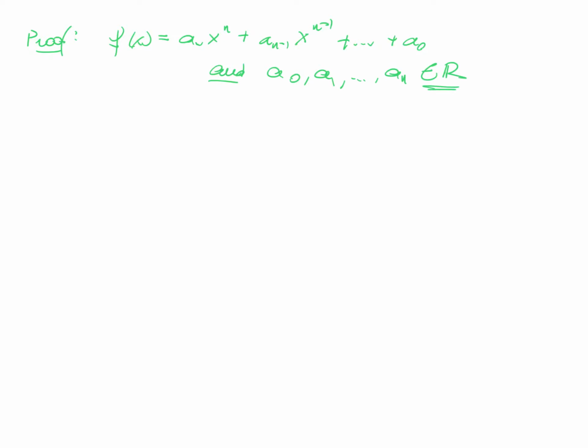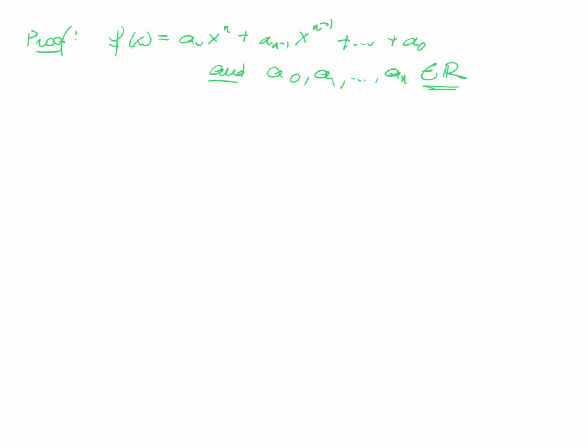Let's take a look at the proof of the conjugate zeros theorem. So we have f of x, which is a polynomial, so it is a_n x to the power n plus a_(n-1) x to the power n minus 1 and so on up to my constant term a_0. And I know that all of those, so a_0, a_1 up to a_n, are all real numbers.